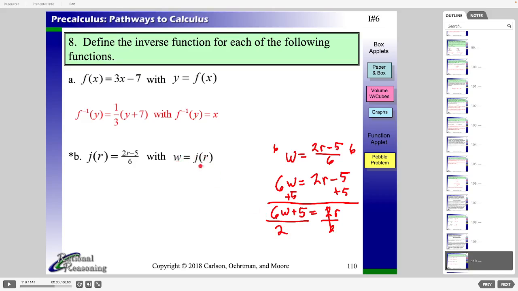So we can now talk about j as being the inverse function with w as the input, and r is going to be the answer. And so it's going to be 6w plus 5 over 2. That's 1/2 of 6w plus 5, that's our inverse function.